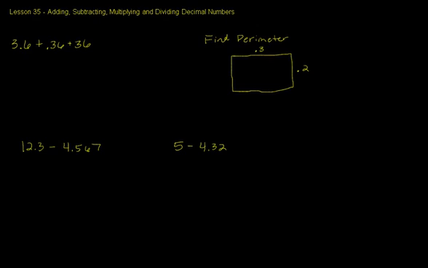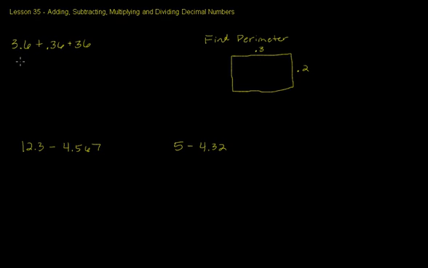Today we're on lesson 35, adding, subtracting, multiplying, and dividing decimal numbers. Sometimes we have trouble remembering the rules for each of these, but it's not very difficult. When we're adding and subtracting, we need to line up decimal places.